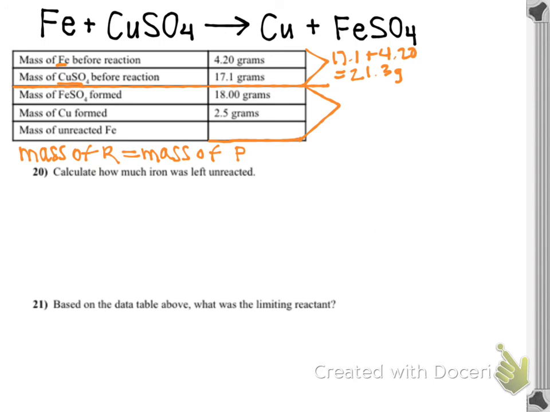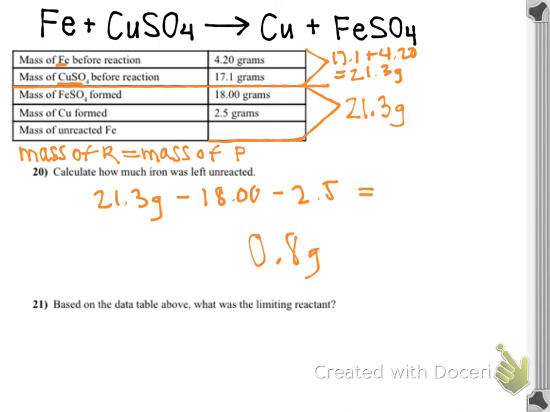We said below that mass of reactants has to equal mass of products. So if the reactants equal 21.3, that means the products equal 21.3. And from there you can figure out the missing piece of information. To calculate how much iron was left unreacted, you know that all of your products have a mass of 21.3 grams, and you subtract out the other two values, minus 18.00 minus 2.5. You should get 0.8 grams.